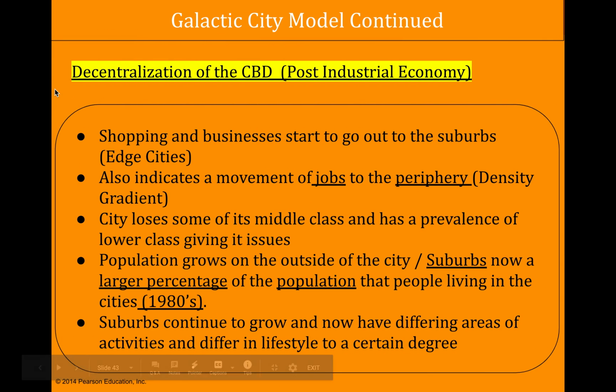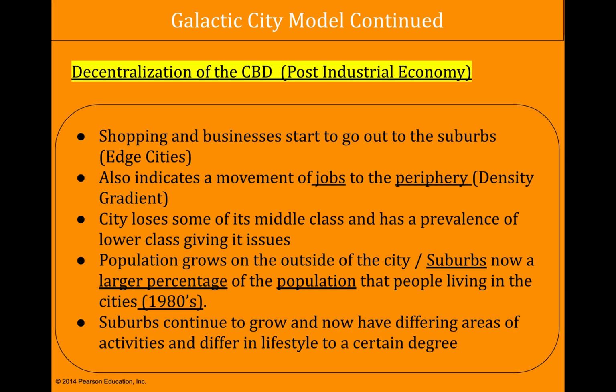With the Galactic City model, we know there's decentralization, so it's a post-industrial economy. We know that most shopping, consumer services, and less specialized business services move to the suburbs. Jobs are found in the periphery, so there's going to be a density gradient, meaning that you see the flattening of land and lower arithmetic density as you get further out. The middle class will move out to the suburbs, while the lower class will stay in the central city.